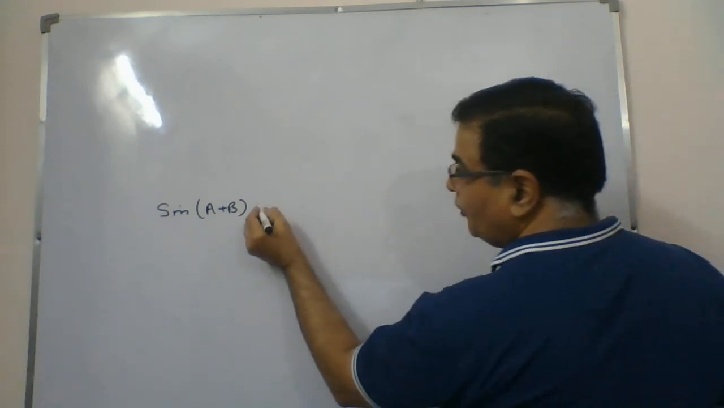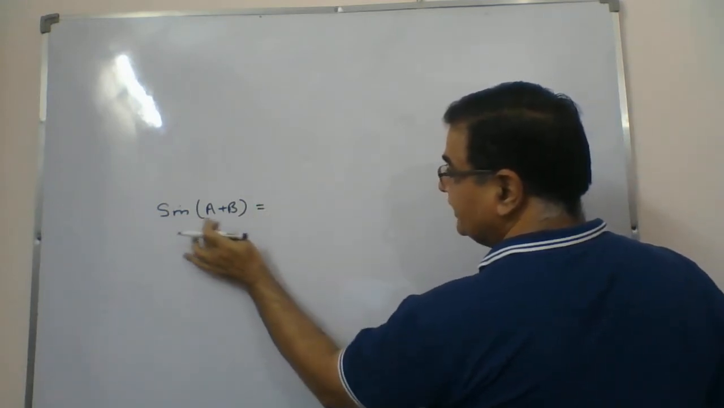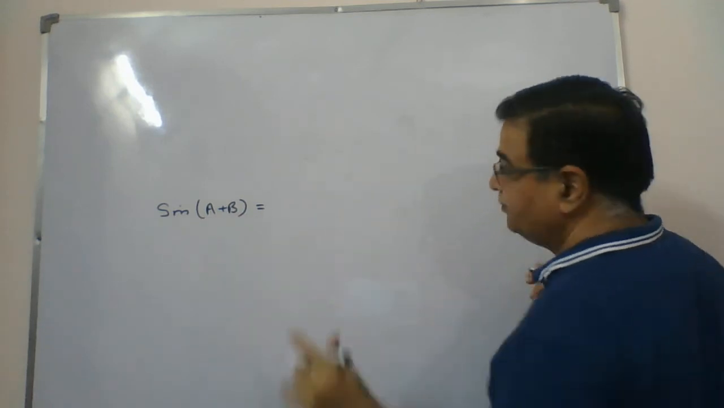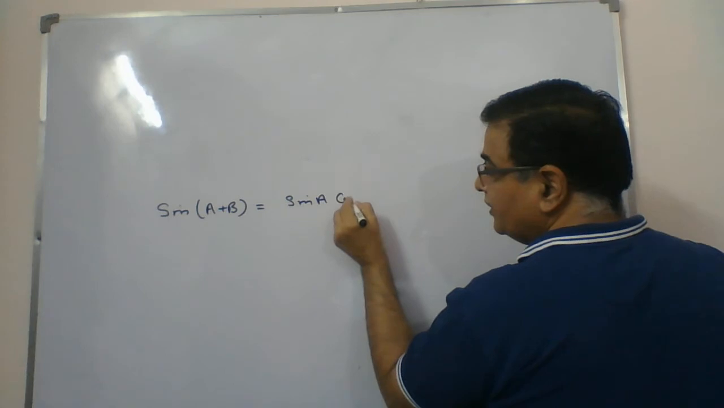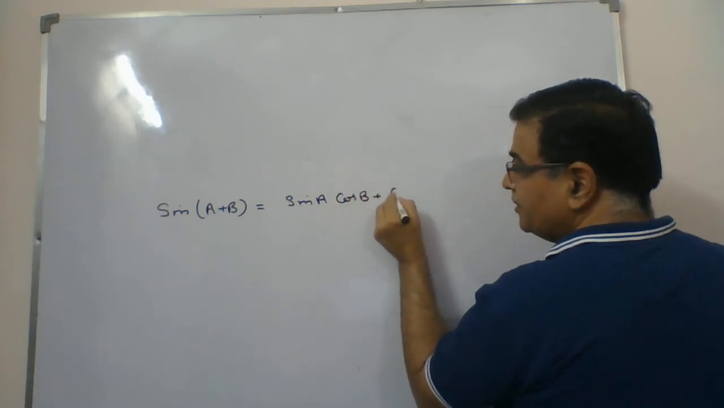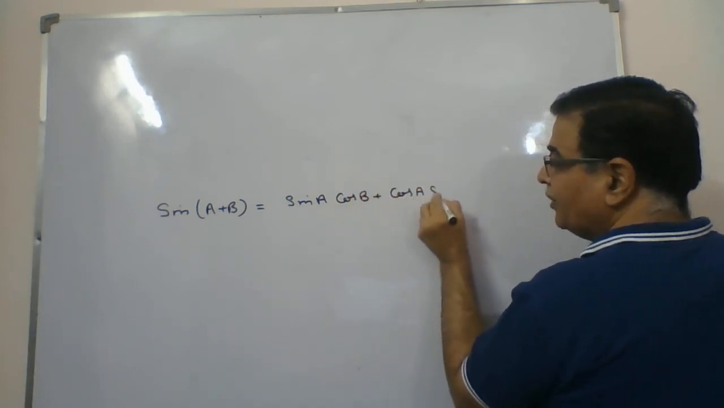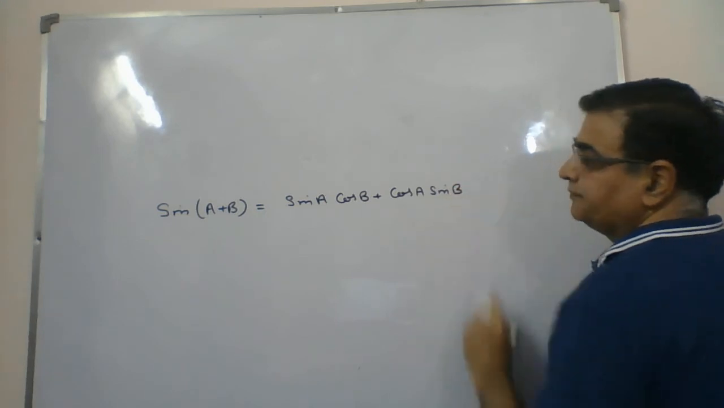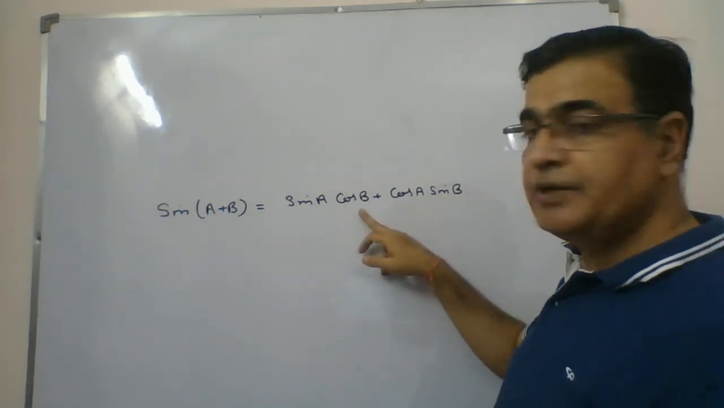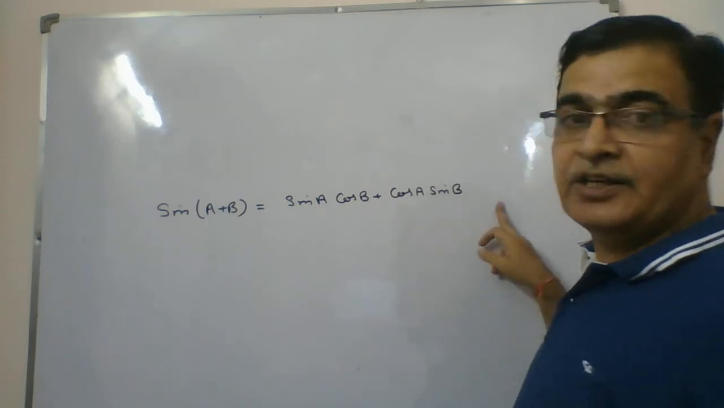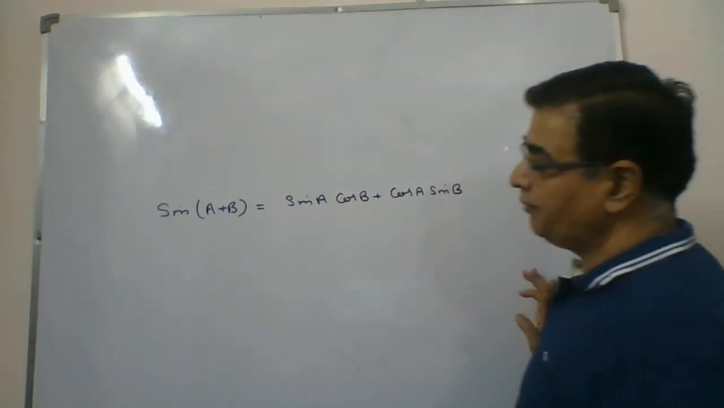Sine A plus B formula says, don't say sine A plus sine B, that is wrong. It should go this way: sine of A cos of B plus cos of A sine of B. Sine A plus B always gives sine A cos B plus cos A sine B. This is the formula you should remember.